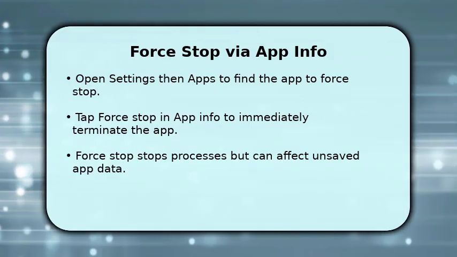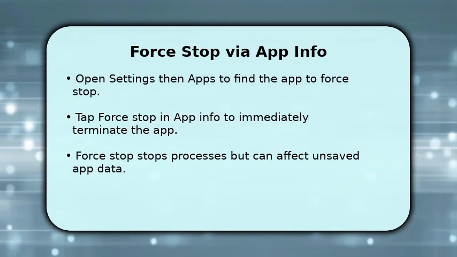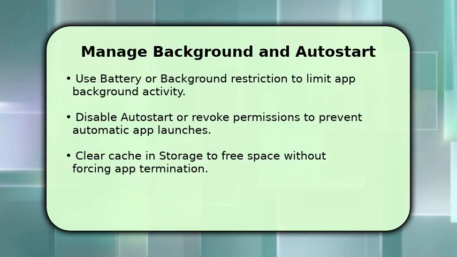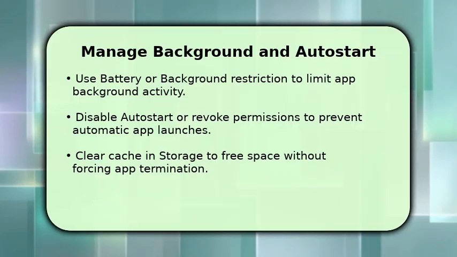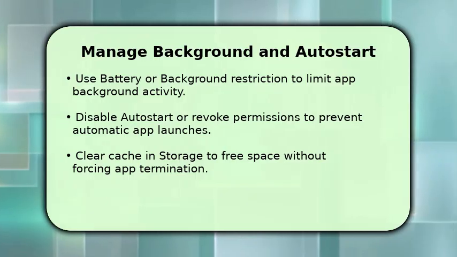To control apps beyond closing, open Settings, then Battery or Background Usage. Select the app and choose Restrict Background Activity or Optimize Battery Usage. On some phones, disable Auto Start to stop the app from launching itself after reboot.